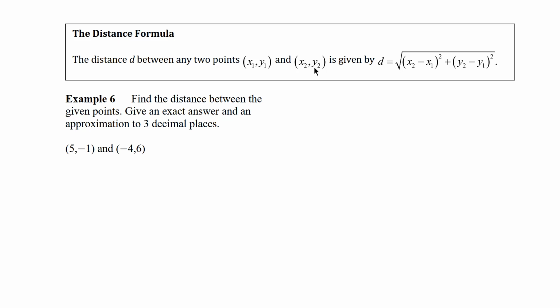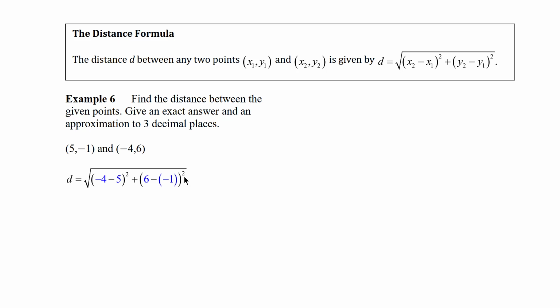All we need to do to find the distance between these 2 points is plug in those values into the distance formula. So we have d equals the square root of (-4 - 5) squared, plus (6 - (-1)) squared.